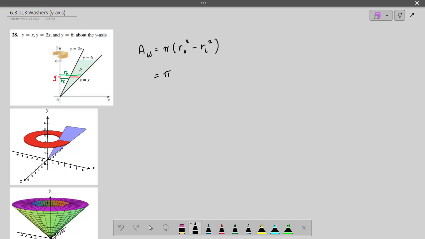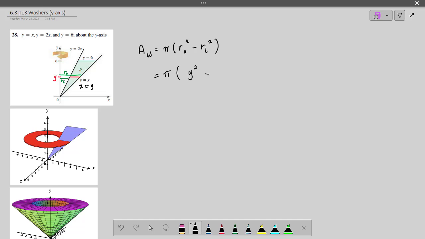So what is R sub O? R sub O is the distance all the way over here. We're measuring horizontal. The way this function is presented, it's measuring vertical. This one's really easy to solve for x, right? So now it's measuring horizontal. So R sub O is just y, and then we square it.